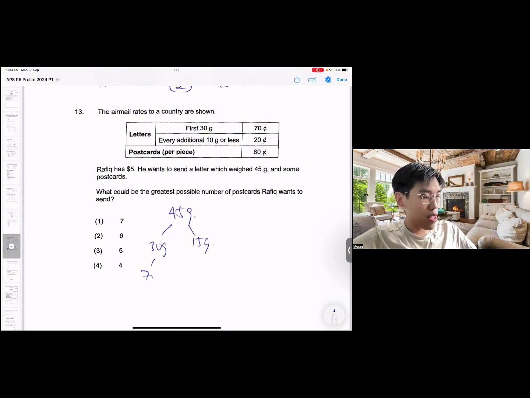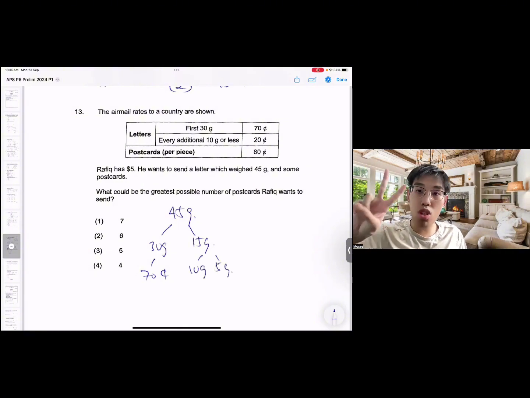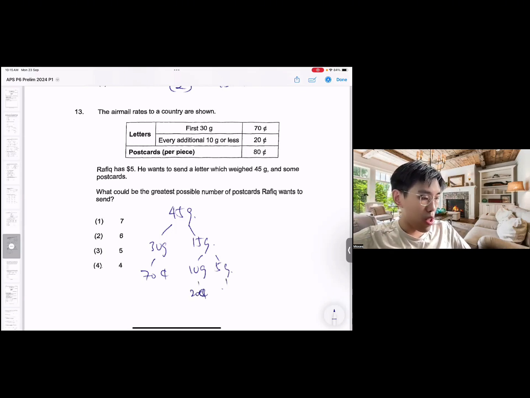So the first part is 70 cents. This 15 grams is charged for every additional 10 grams or less. So you need to consider how many blocks of 10 grams there are. We need to round up, because it's 10 grams and then 5 grams. So there are 2 slots of 20 cents. So this is 20 cents, this is 20 cents. So the total here is 110.